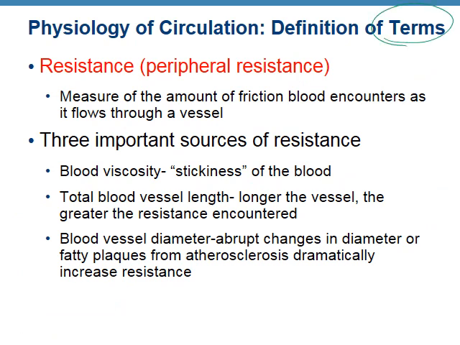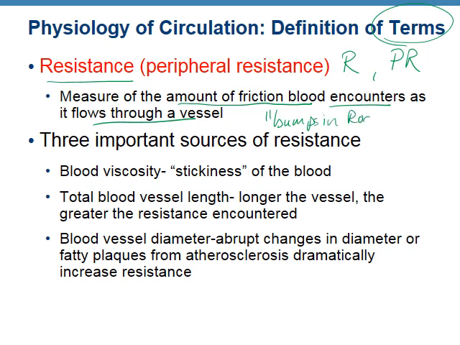Another term we have to talk about is resistance. You'll either see it as R or you'll see it as peripheral resistance, PR. This is the amount of friction the blood encounters as it moves through a vessel. I think of this, I just mentioned this, as bumps in the road. The more bumps you encounter, the slower you're going to go.